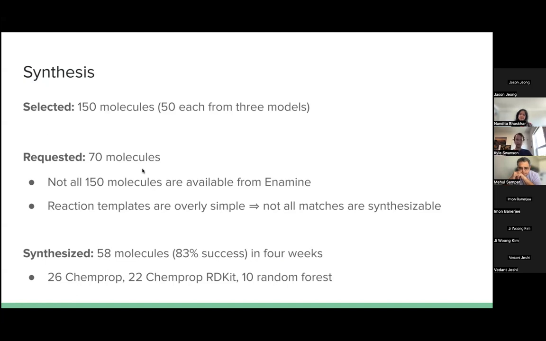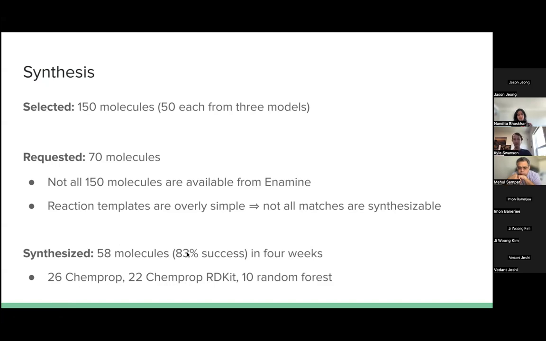And it's still much better than pretty much any other generative model out there. Once we got to those 70, so now those are 70 that Enamine says it is capable of making, we were then able to successfully synthesize 58 of them, so about 83% success in just 4 weeks. And so that's still relatively rapid, it was pretty cheap, and it's a pretty good success rate among the ones that Enamine tried to synthesize.